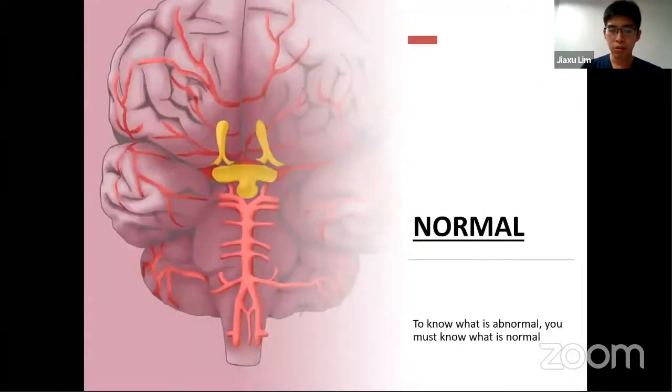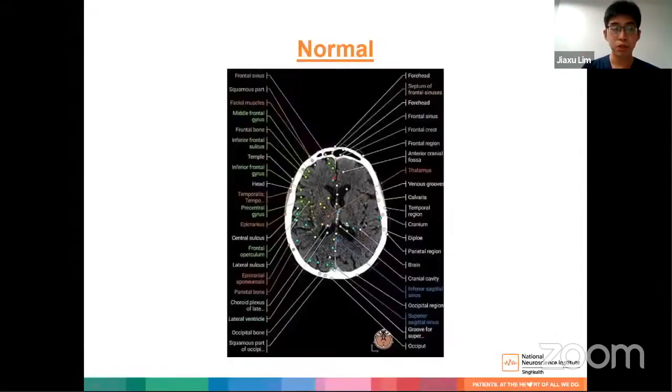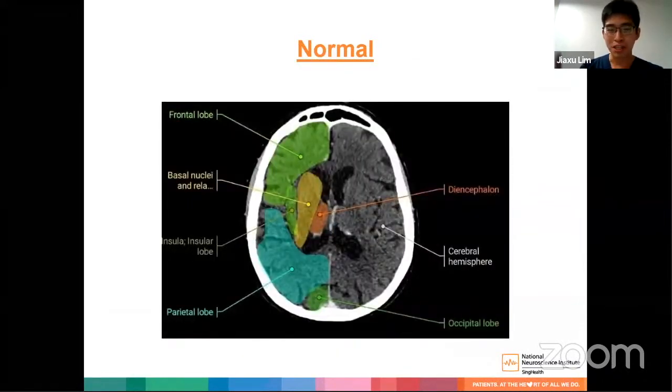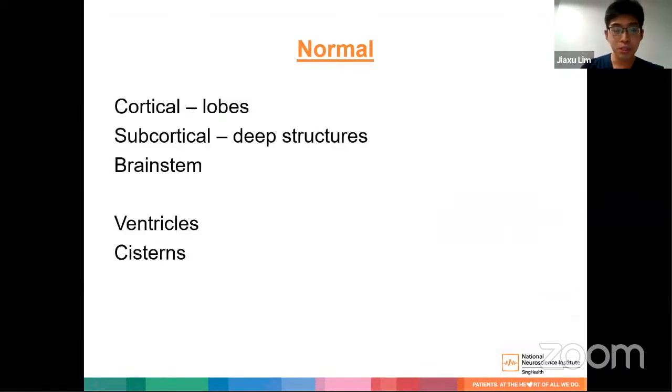So let's talk about normal, because everything that's not normal is pathological. It's very important that we recognize normal. As mentioned before, I tend to like to overcomplicate things. So hopefully at the end of this talk, we can simplify everything and have a more concise and precise thought process. These are some of the normal structures that we'll go through today.